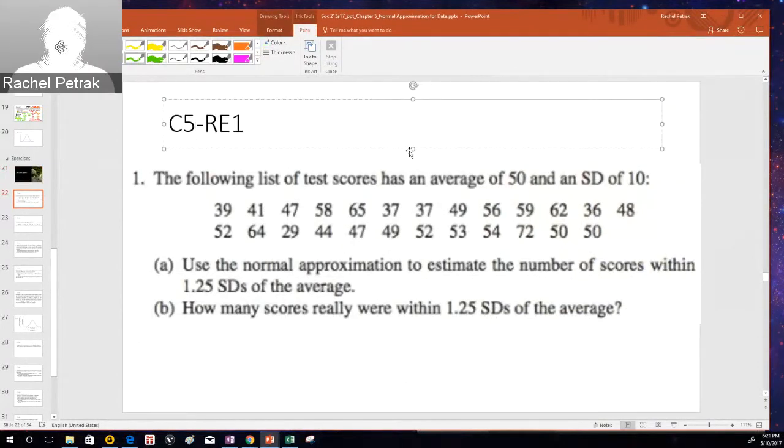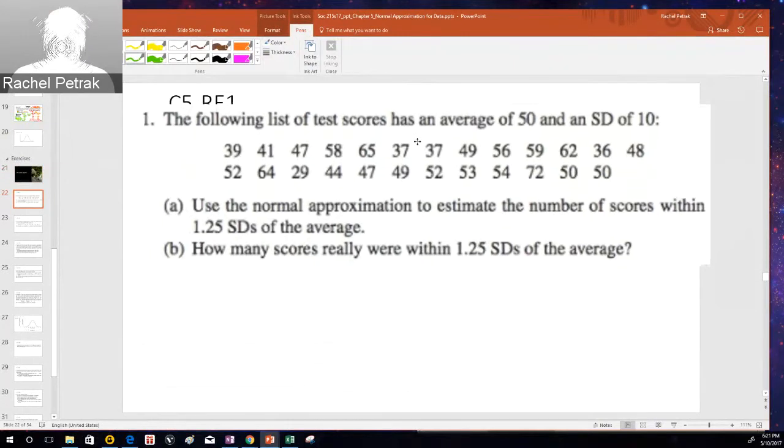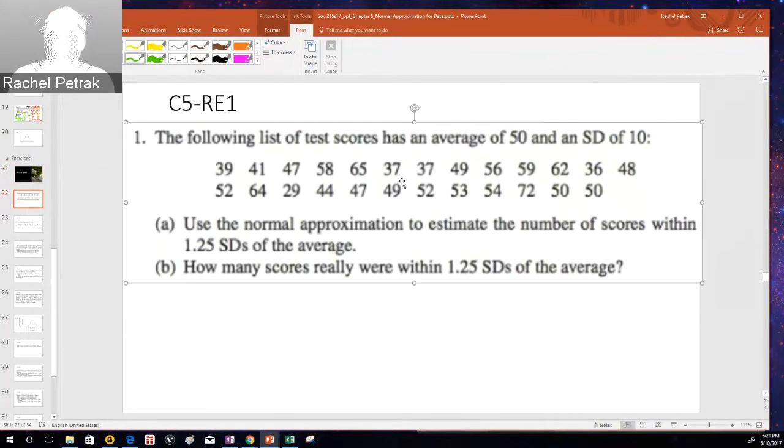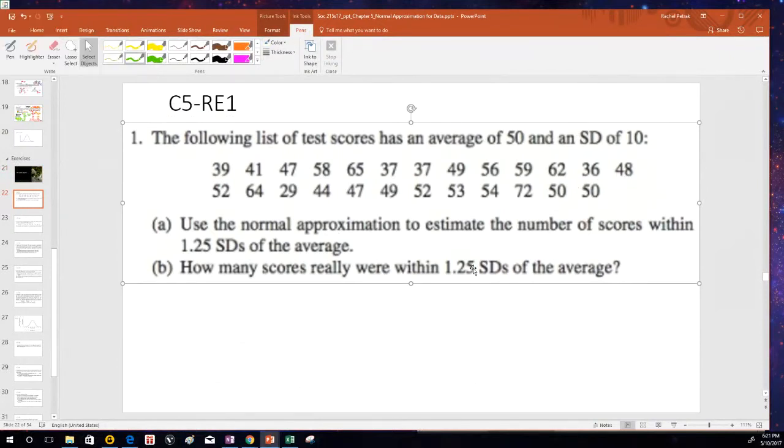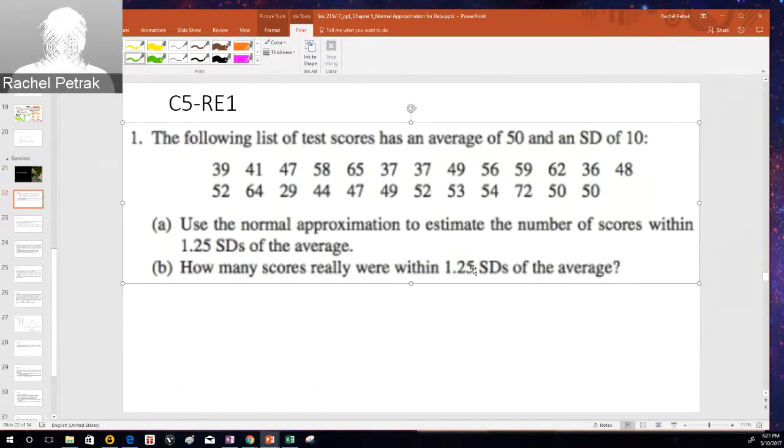Jumping right in, I'm looking here at problem number 1. Now we have a list of test scores with an average of 50 and a standard deviation of 10. All right, I can believe that looking at these scores. Let's use the normal approximation to estimate the number of scores within 1.25 standard deviations from average. Well, we don't have to convert any of these scores to z-scores or anything like that. Because we know we can use the normal approximation here, we can use that to help us estimate the number of scores.